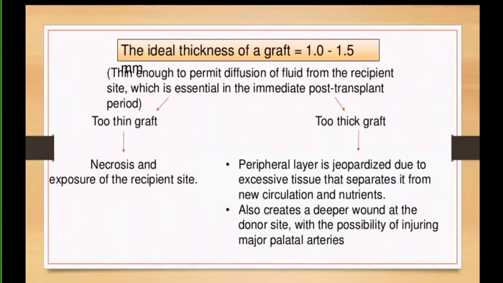What will happen if the graft is too thin? There will be necrosis and exposure of the recipient site. Your graft won't be able to protect the underlying recipient bed and it will disintegrate. And there will be necrosis. What if your graft is too thick? If your graft is too thick, there won't be good angiogenesis. What is angiogenesis? New blood vessels will be formed between the recipient site and the graft. They won't be enough to supply an adequate amount of blood to the graft. And again, what will happen? There won't be any increase in the width of attached gingiva.